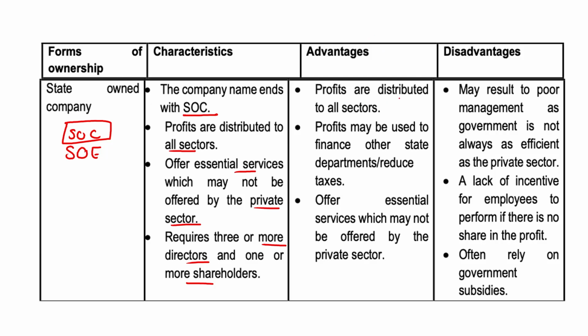Advantages. The profits are distributed to all sectors, like we just discussed in the characteristics, and profits may be used to finance other state departments or even reduce taxes. So the profits, let's say, from Eskom could help another state-owned enterprise or another department of the government, offer essential services which may not be offered by the private sector necessarily. We've already discussed that.